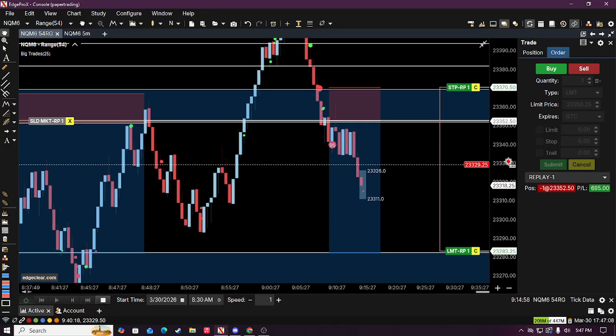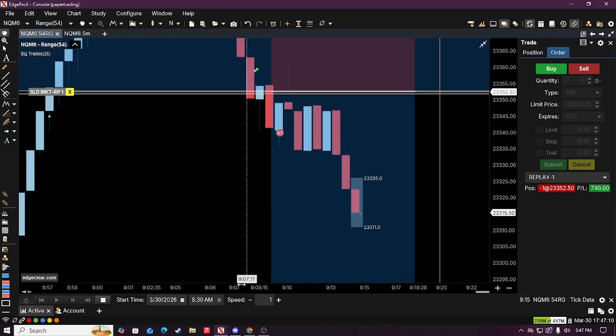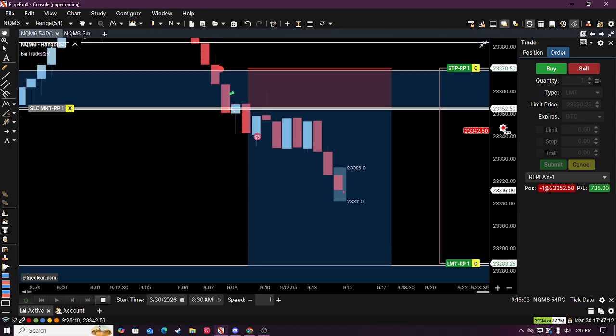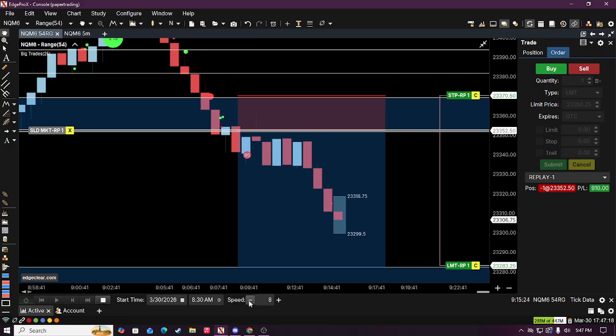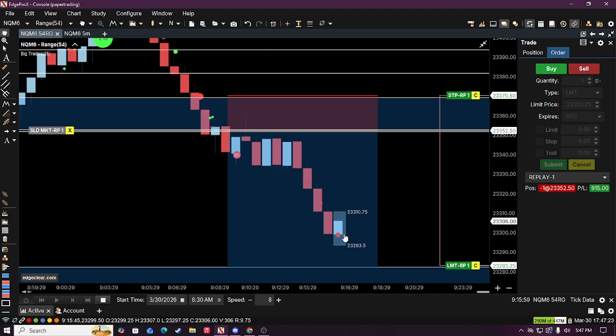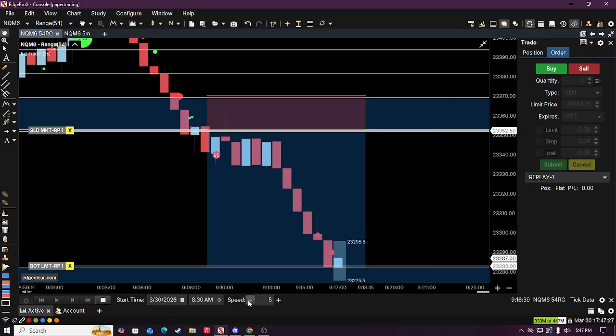So yeah, whatever. Let's see what happened here. I see also traders entering this position. Let's skip a little bit on speed. And as you can see, again, aggressive selling. We like that. And eventually we hit profit.